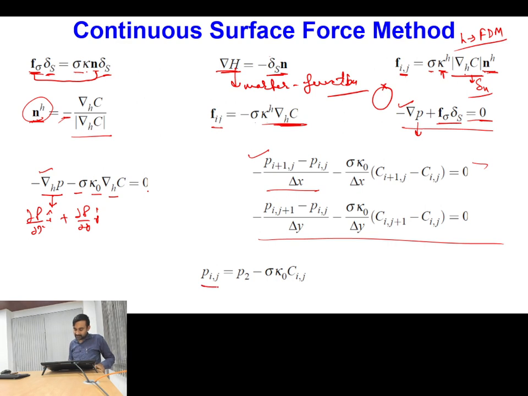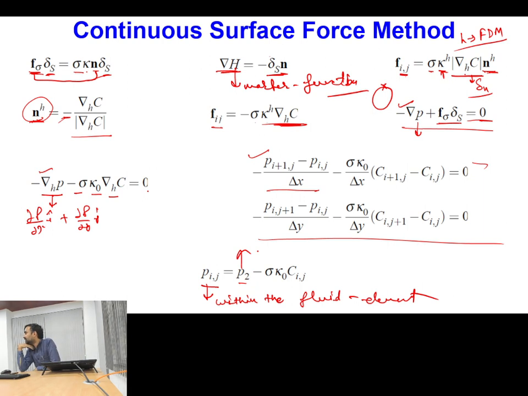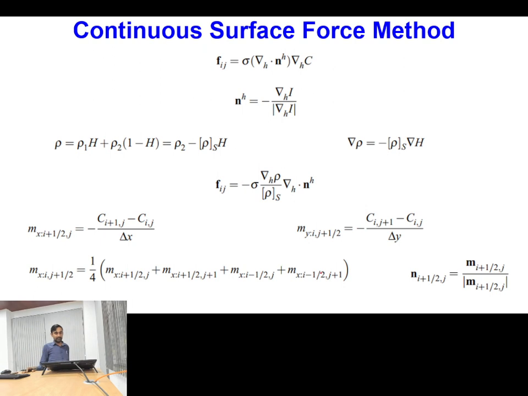Then the pressure at any cell Pij, which is within the fluid element, will be nothing but equal to P2, where P2 is the constant pressure in the surroundings. So the constant pressure in the surroundings is P2 minus sigma k naught into Cij. Okay, so this is a very simplified system. This much simplified system we will not actually be getting. So what we need to do is make it a little bit more generic.